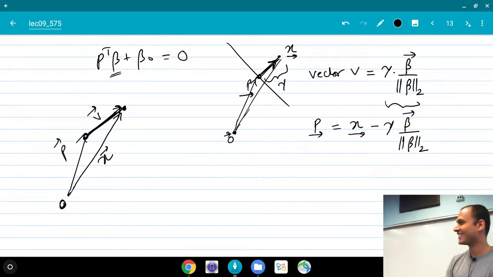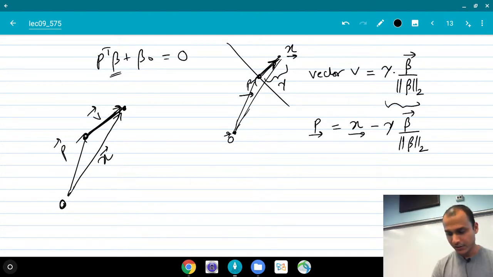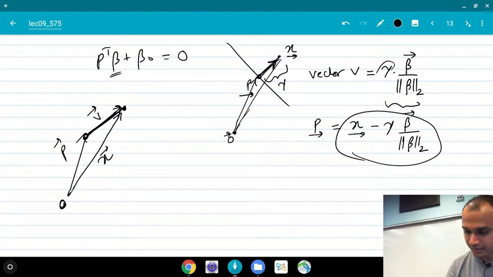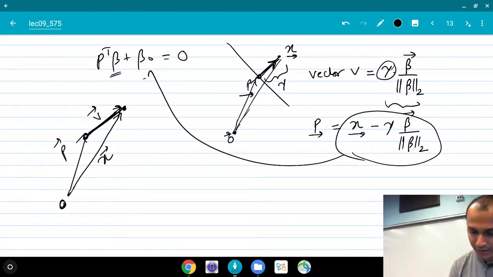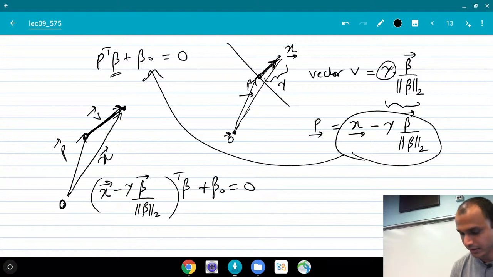So the distance is going to be gamma, right? This is a unit vector, so we can substitute this p in this equation. So it's going to be x minus gamma beta vector divided by norm of beta, all transpose beta, plus beta naught, is equal to 0, right? I just substituted the definition of that point.